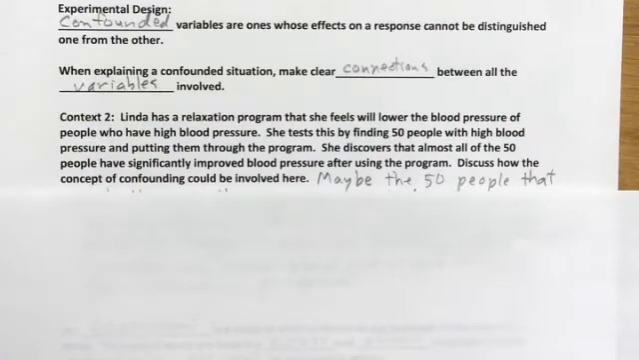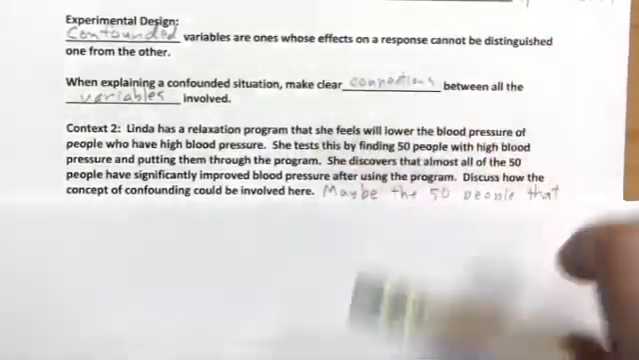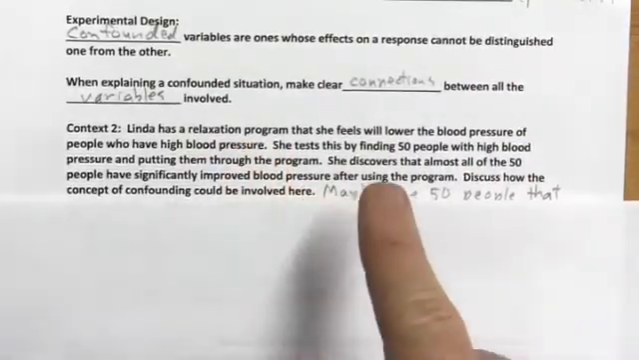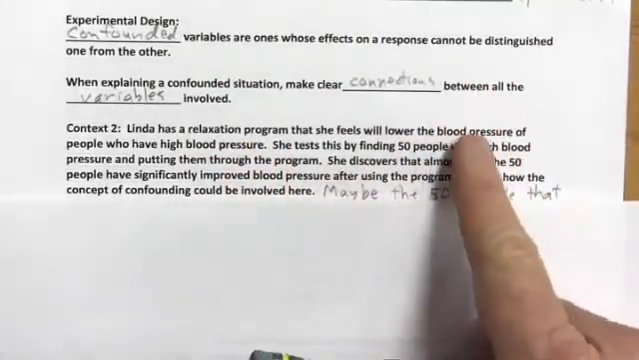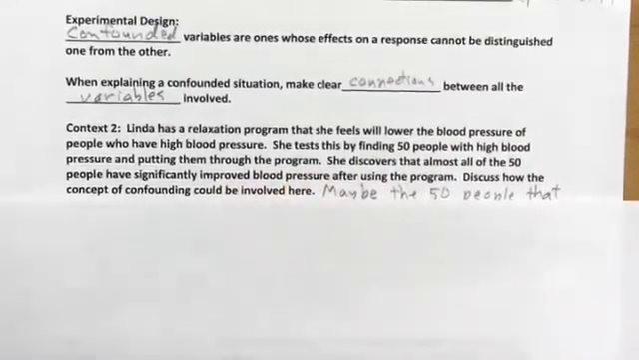So when you're asked to explain a confounded situation, you have to say there could be another variable involved. And you have to explain how the variable is connected to the explanatory variable, which in this case is the relaxation program, and explain how that variable is connected to the response, which in this case is improved blood pressure. You have to connect those three variables.